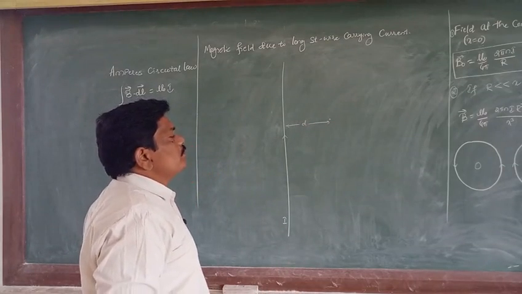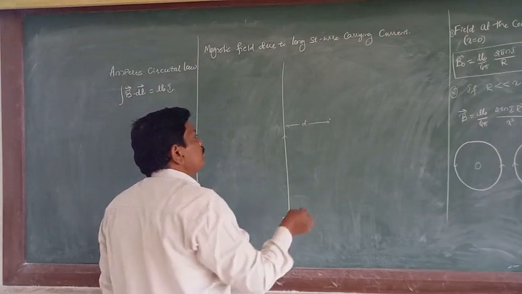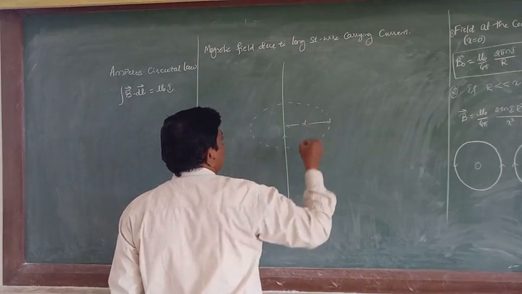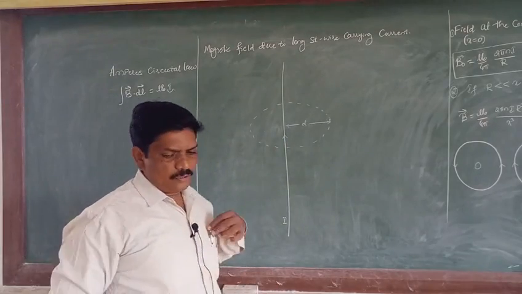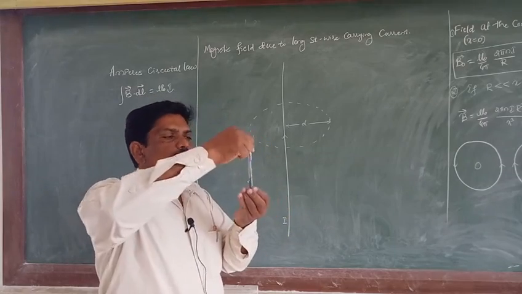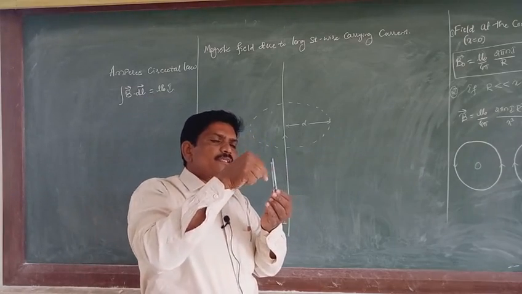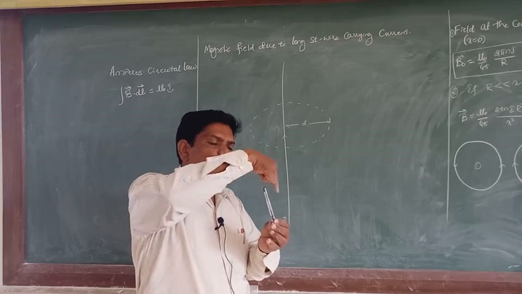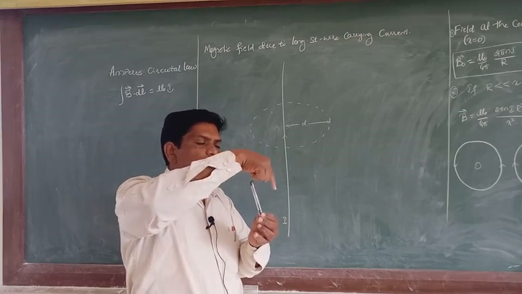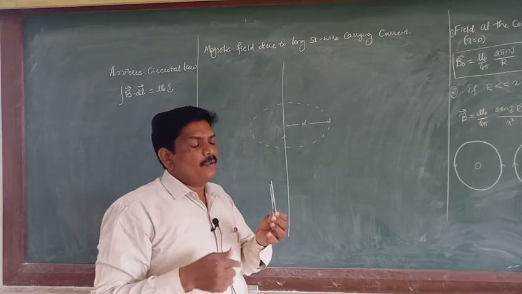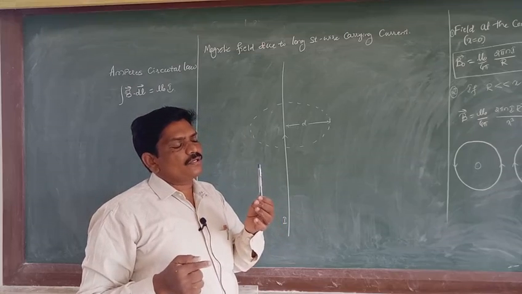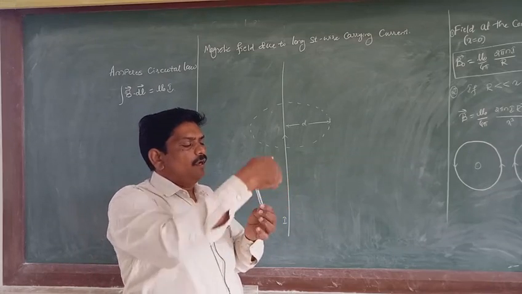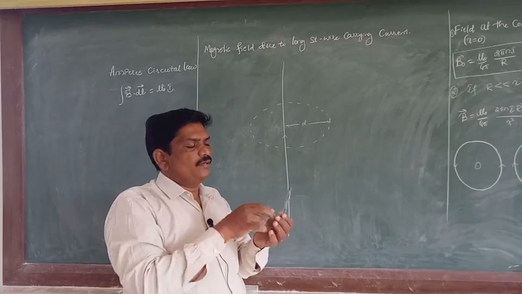Okay, so now the magnetic field is the same at the same distance from the conductor. Suppose this one is the conductor, at a distance d the field is the same on this circle. Just imagine there is one closed loop, like a circle. On that circle, the field is the same. But the direction of the field is continuously changing from point to point. Suppose at a distance d, this is the direction of the field, and here the direction of the field, here the direction of the field.